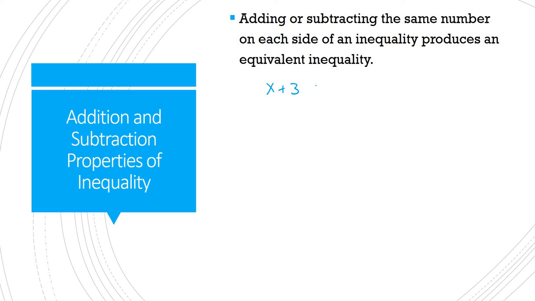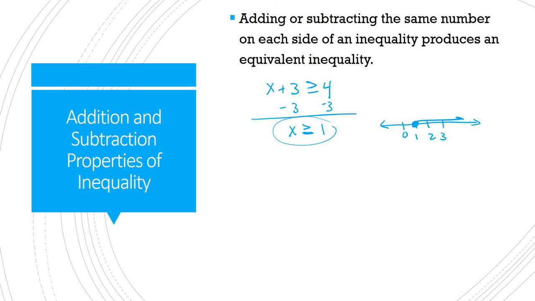X plus 3 is greater than or equal to 4. So I'm going to solve this just like it's an equation by subtracting 3 from both sides. So x is greater than or equal to 1. That's my solution. I now am going to show it graphically. Greater than or equal to 1 means I'm including 1 in my solution because of the equal to bar, and I'm going to the right, greater than.